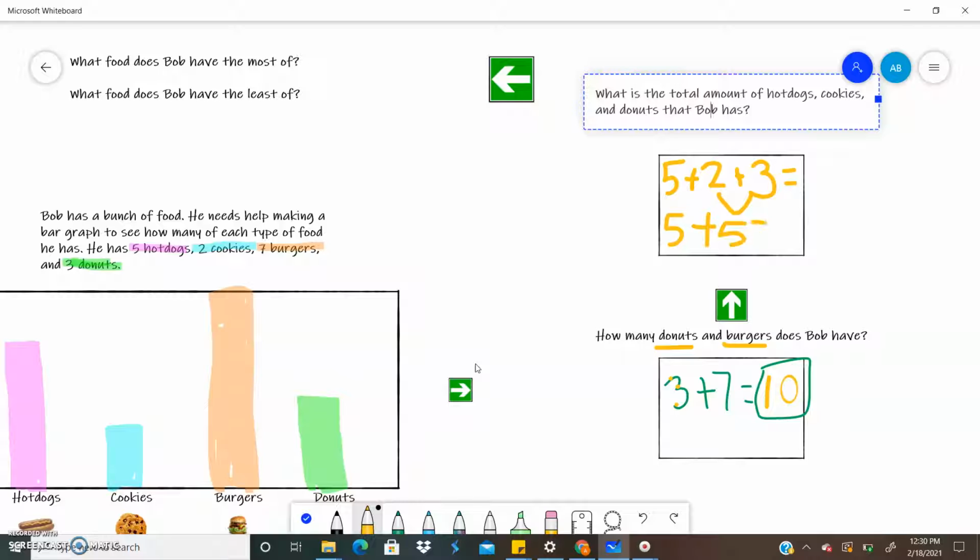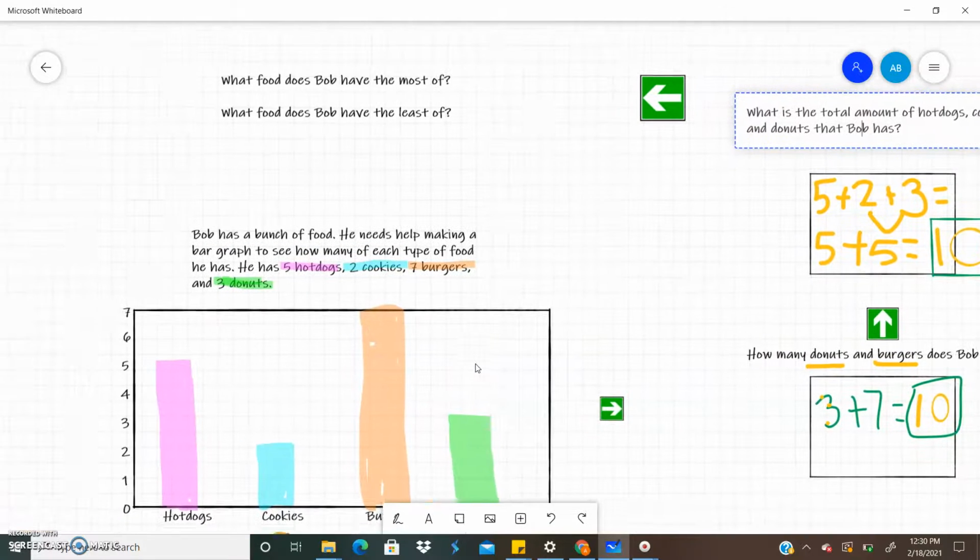What's 5 plus 5, everybody? Right, 10. We like counting 5 plus 5. All right, 5 plus 5 is 10. So the total amount of hot dogs, cookies, and donuts that Bob has is 10. Good job. Let's move on to the next problem.